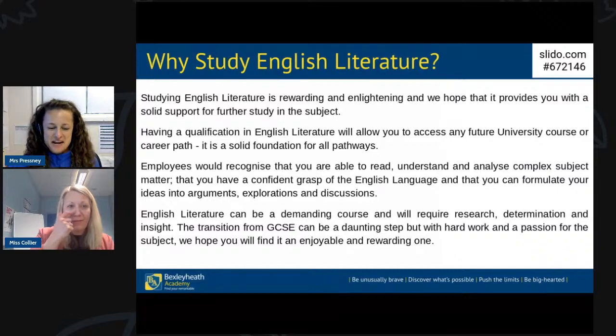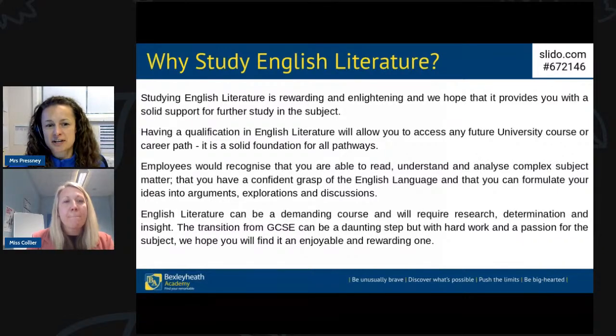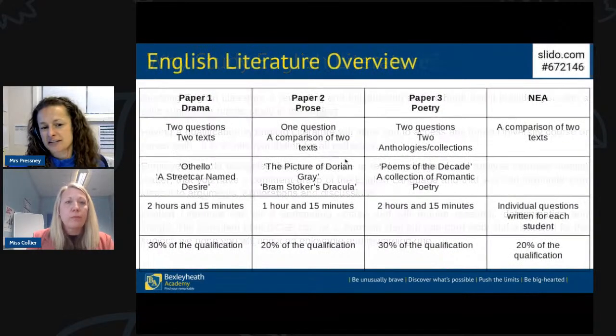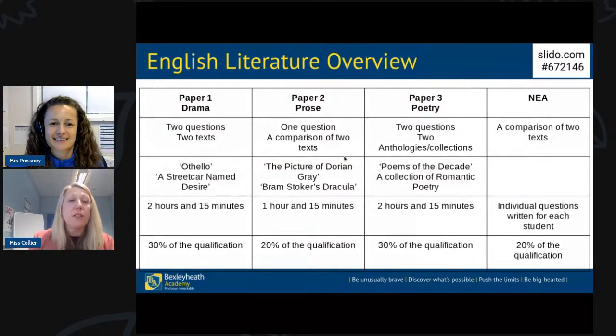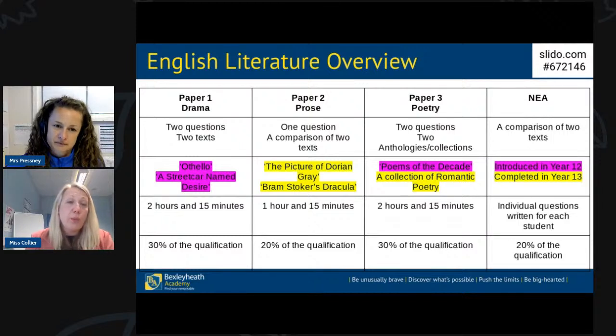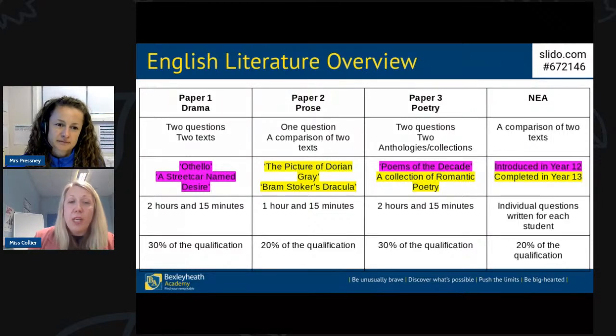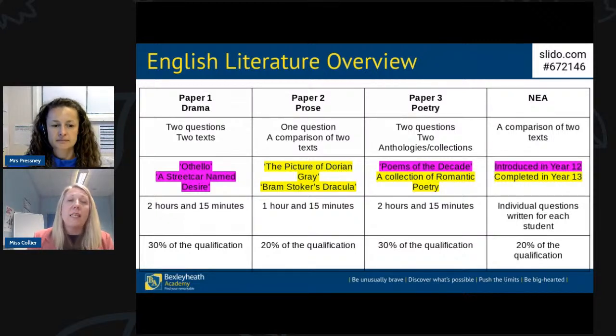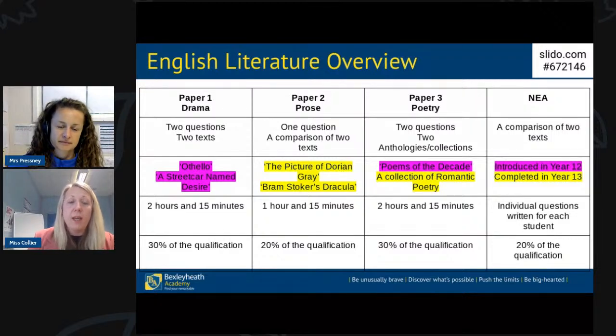Thank you, wonderful. So what about the course structure, Miss? So could you tell us a little bit more about what students might study if they do pick English literature? Of course. So hopefully you can see on the screen that we are broken up into 4 units. So we have paper 1, which is our drama unit, and you will study both plays within the first year, so in year 12. So we study Othello by William Shakespeare and A Streetcar Named Desire by Tennessee Williams. So obviously Shakespeare is the older text, Streetcar Named Desire is more modern text. So they both will be studied across the first year.